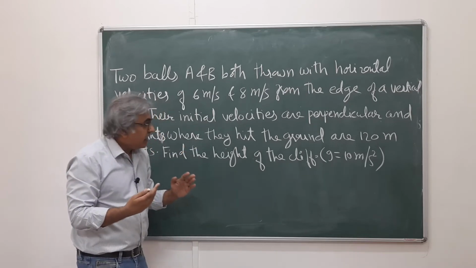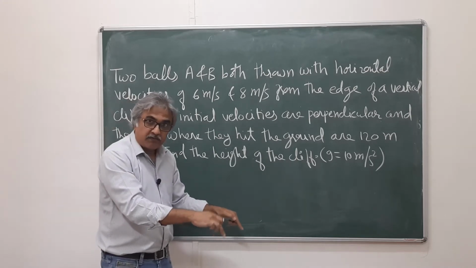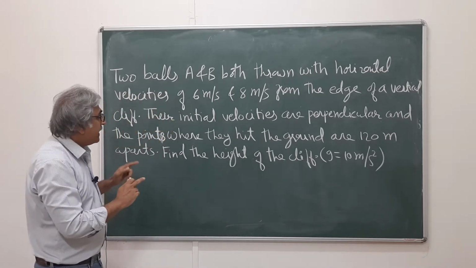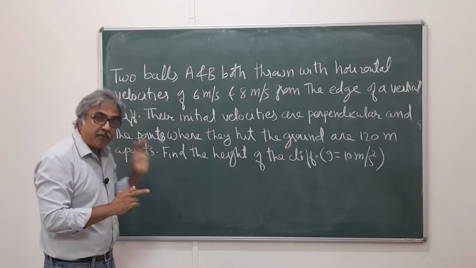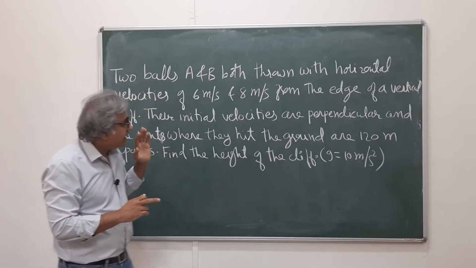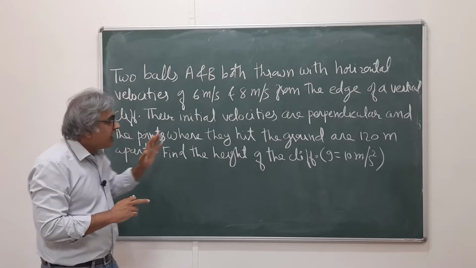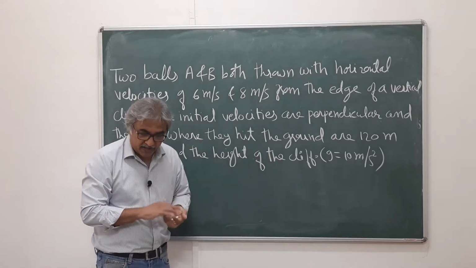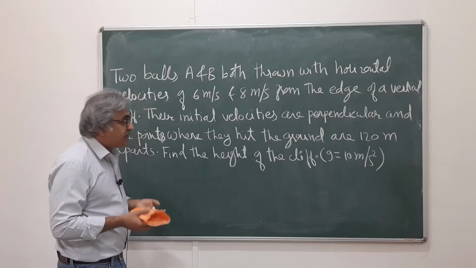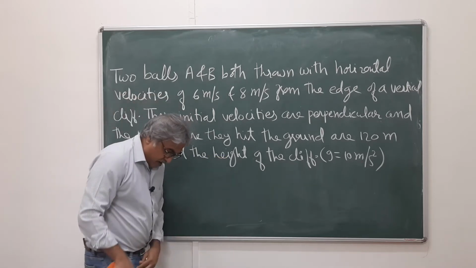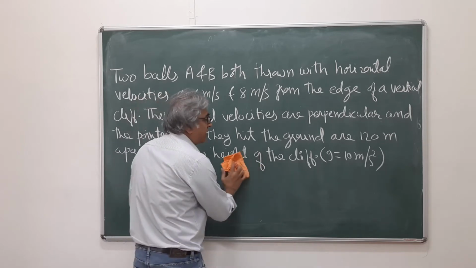And then when they reach the ground, you are told that the points where they hit the ground are 120 meters apart. And then you are asked to find the height of the cliff. So let me try to make the sketch. I need to make a kind of three-dimensional sketch. Let me see how good I am at that. I'll clear this.